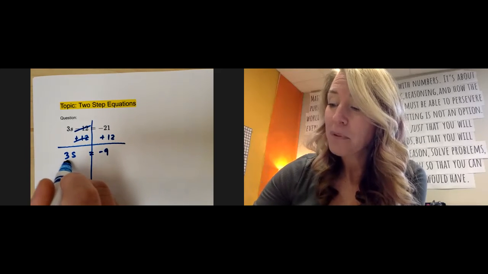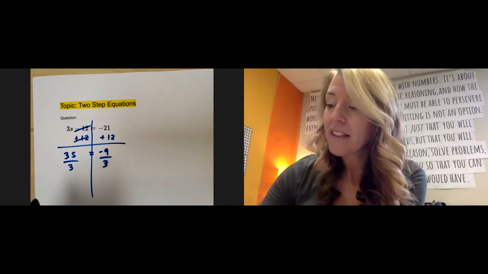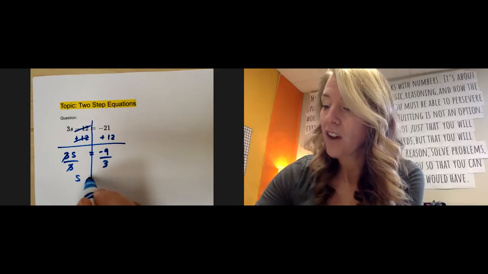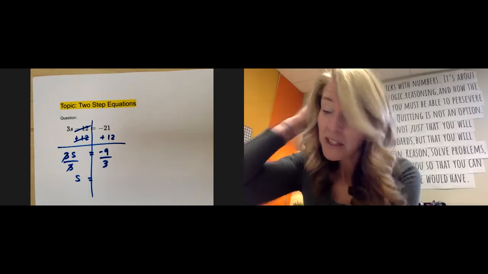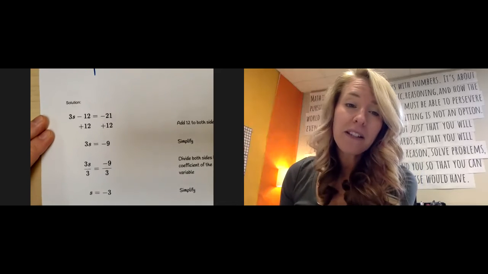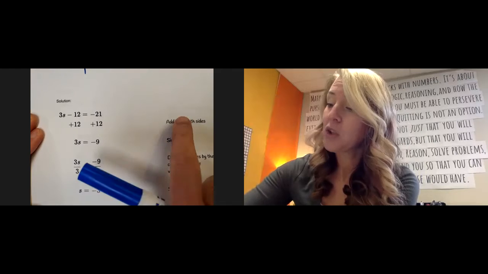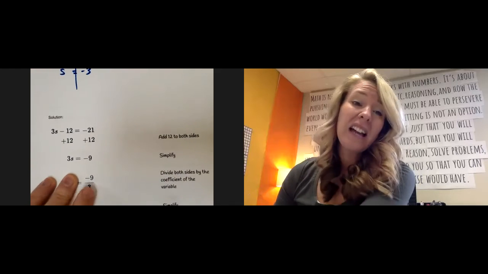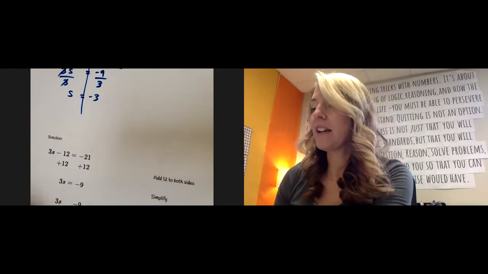The inverse operation of multiplying is dividing. Divide that 3 out of there, so your s is all alone at the party, kind of like he wants to be. And negative 9 divided by 3 is negative 3. Okay, and they show you that step by step in the solution, and they tell you what to do when. So it's really a nice way of getting that explanation.